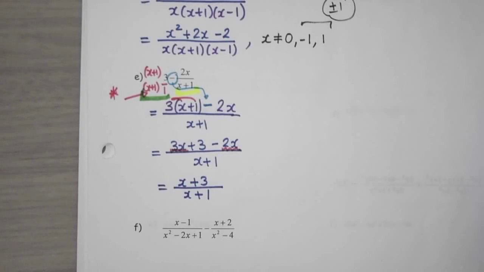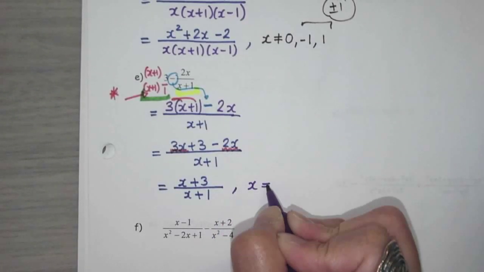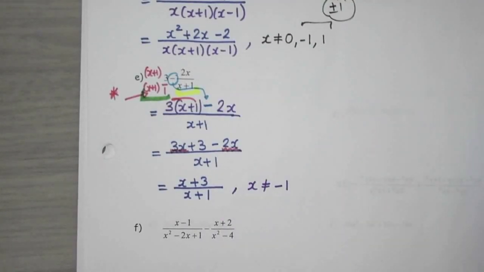Okay. Restrictions, please. So comma, x cannot equal minus 1, right? We're good for there. Just the one on the bottom.